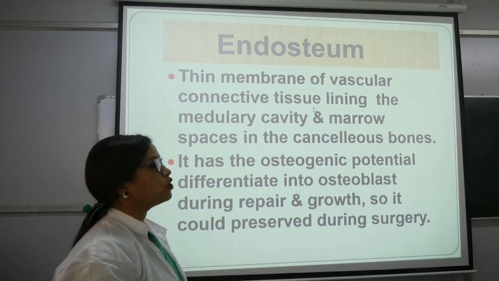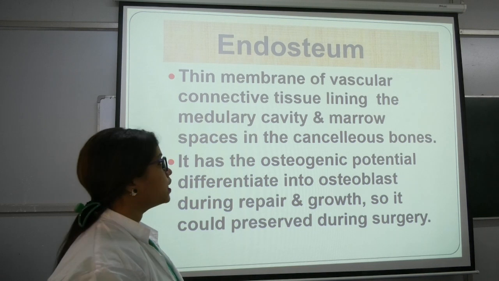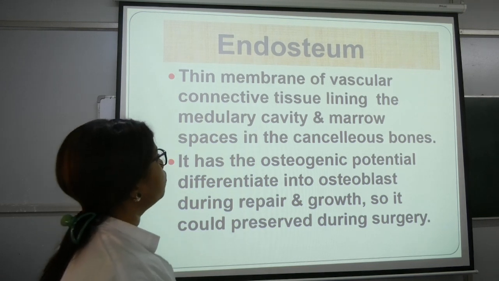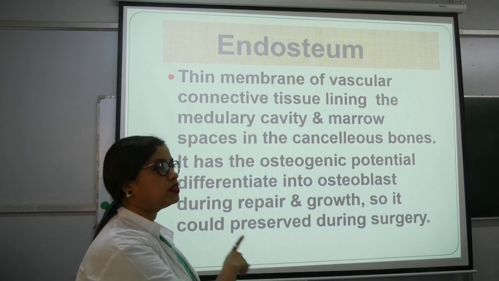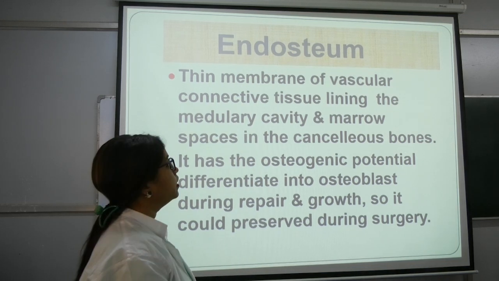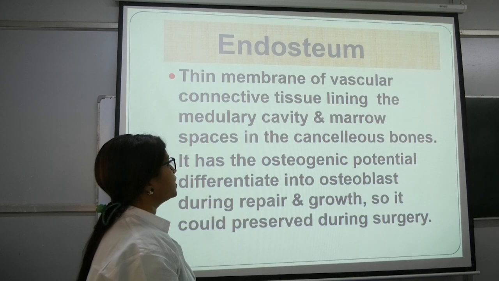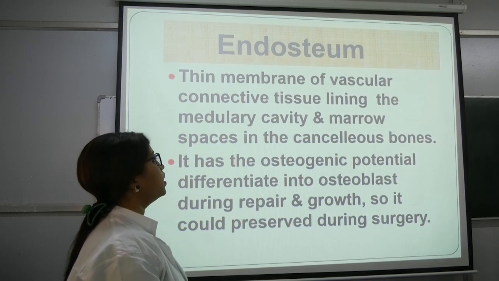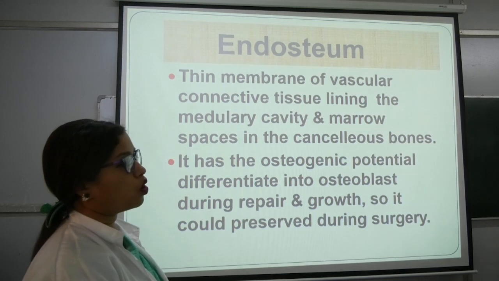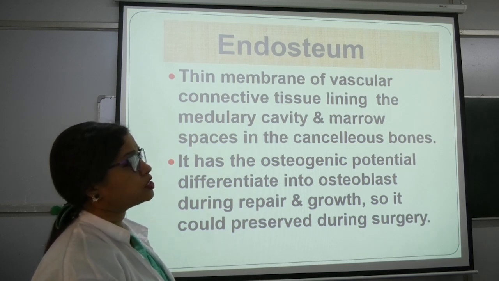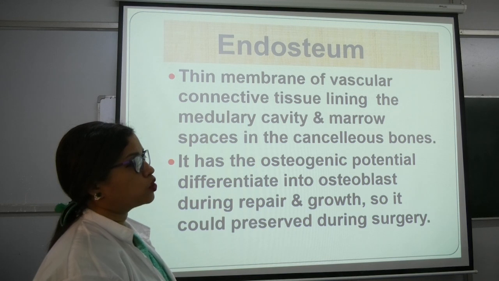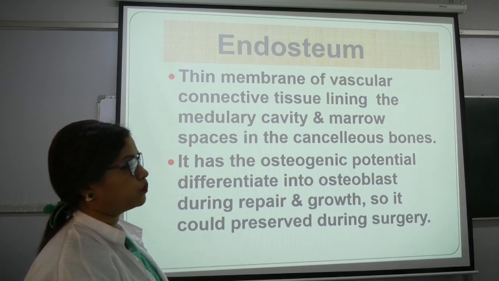Okay. So what is endosteum? Endosteum is a thin membrane of vascular connective tissue. So you are getting two differences. That one is dense, this one is a thin membrane. A thin membrane of vascular connective tissue lining the medullary cavity and marrow spaces of cancellous bone. So you are chiefly getting this in spongy bone, or the cancellous bone.